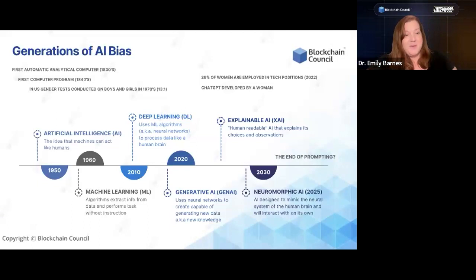So going back to our timeline, you can also see that there are some societal changes that have occurred along the timeline as AI has been developing. And one of those is the very first automatic analytical computer, which was invented in 1830 by a man named Charles Babbage. Now, what's interesting about this is that while Charles Babbage made the machine, it was a stepping stone, but the first calculating machine algorithm was invented by Ada Lovelace.